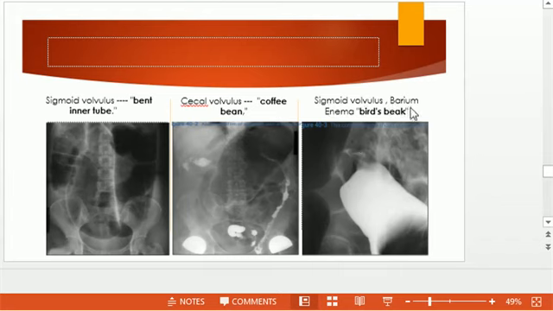Sigmoid volvulus after barium enema: barium sulfate is given from the anus as a contrast, and the typical appearance is the bird's beak appearance. This is the bird beak appearance.